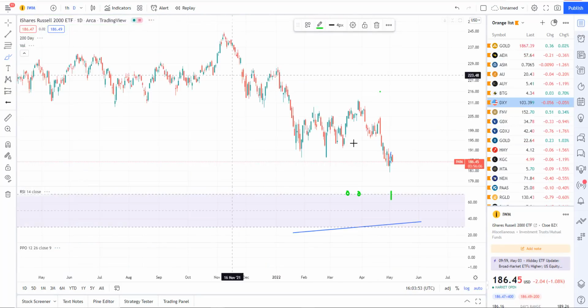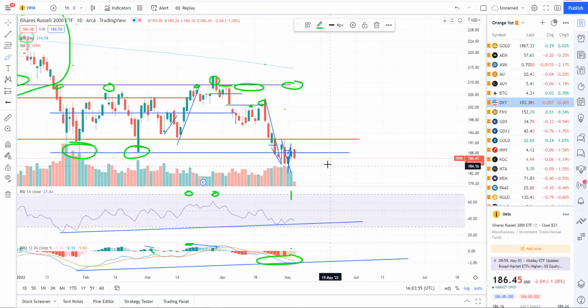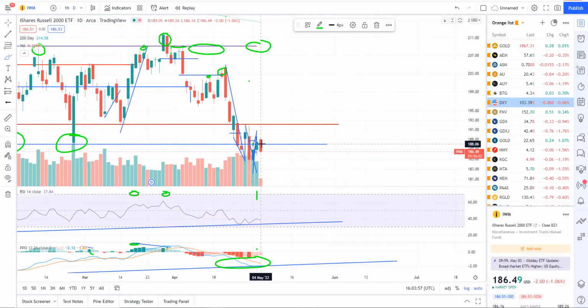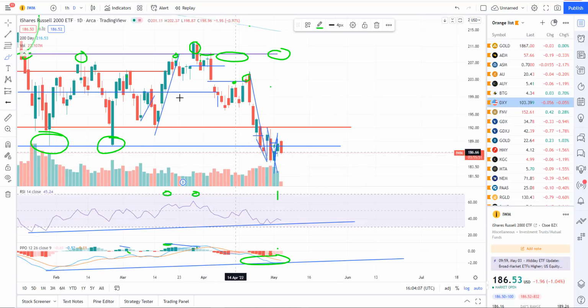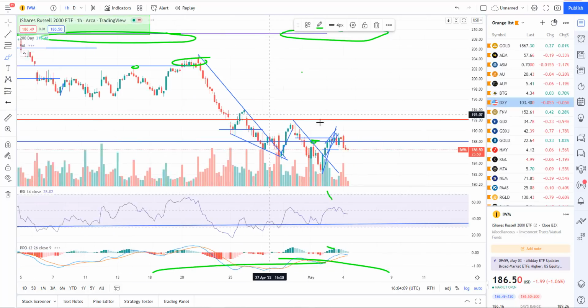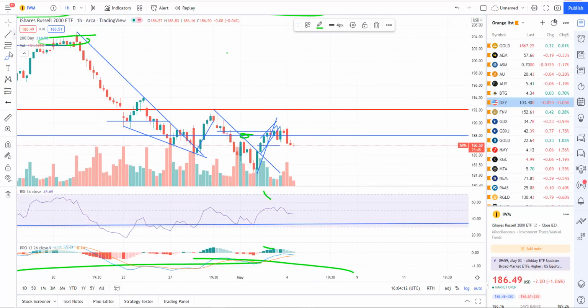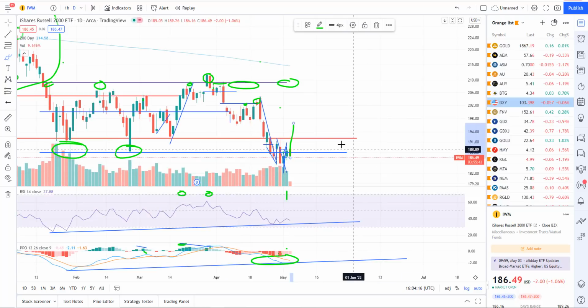Okay, back to the small caps. So the small caps are trading below the key level of support/resistance, which is about 188. We're below it right now, but it's right before the Fed, so we can't take where we're at right now as truth. We really need to see what happens after the Fed. So if the Fed comes out and they're dovish for whatever reason, the IWM could pop.